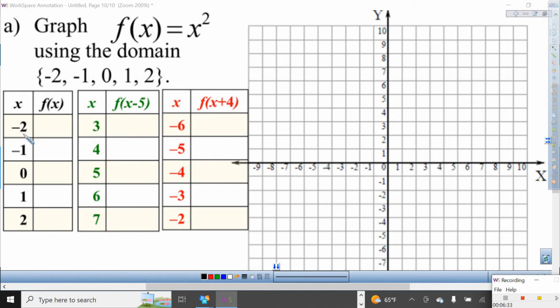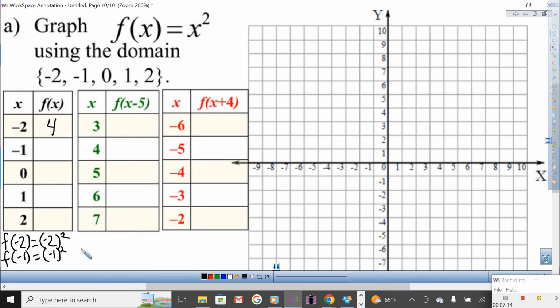Okay? So to fill our table, I'm going to start by substituting values so that we can evaluate. I'm going to start with -2 for each of the x's. So I'm going to write it down here: f of -2 equals (-2) squared. So question, what is -2 squared? 4, so that means that goes right there. Next value is going to be -1. So I write f of -1 equals (-1) squared. So what is -1 squared? -1 times -1, which is 1, yes.